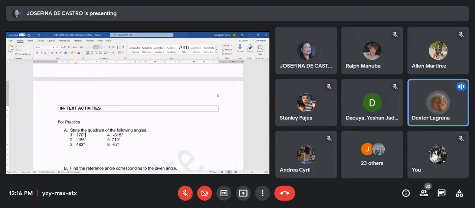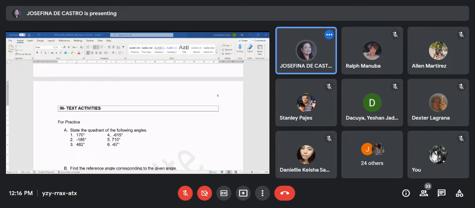Class? Quadrant 2 po. Quadrant 2. Teka, may nagpapa-accept pala. Quadrant 2. Okay. So, if it is in the second quadrant, so that is 90 plus 80.